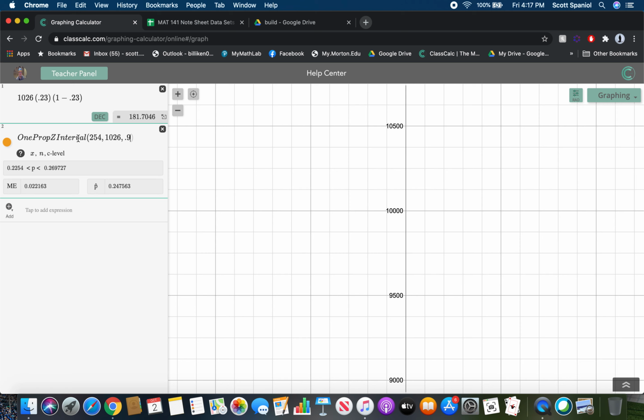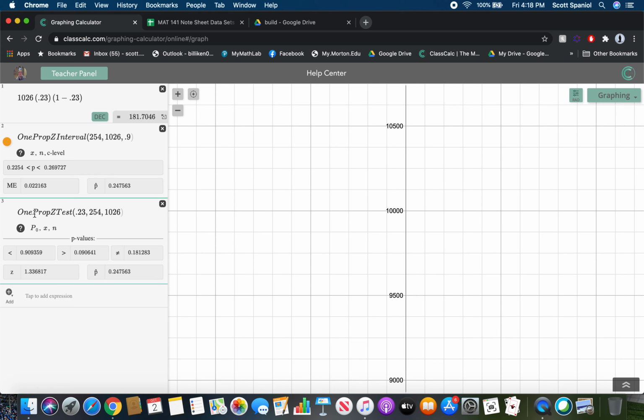Okay. And then if we do a 1 prop Z test, our P naught is 0.23, our X is 254, and our N is 1026. And so we get a P value for not equal to of 0.181213. Sorry if I'm rounding to 4 decimal places.